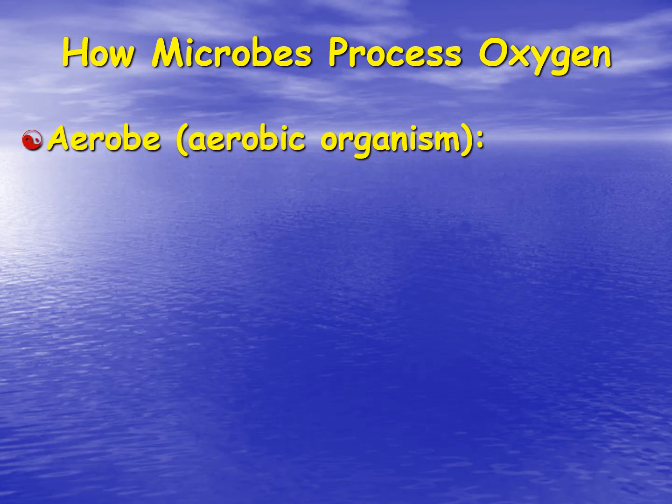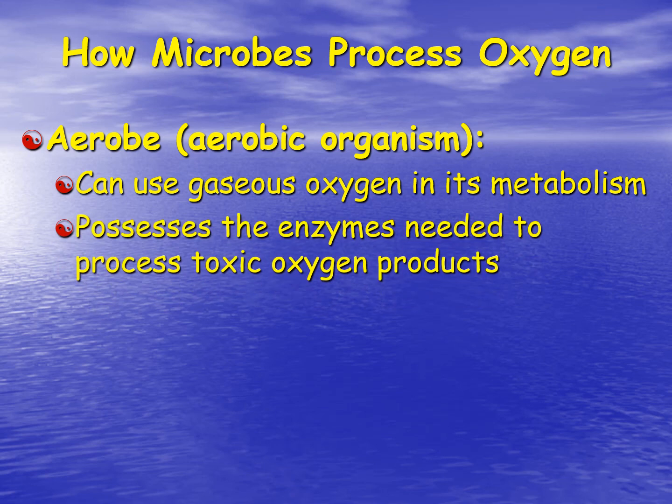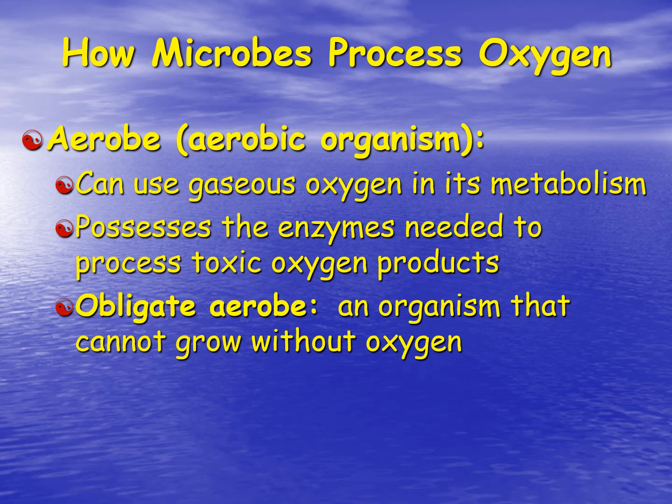So, how do microbes process oxygen? Well, if an organism is an aerobic organism, that means it can use gaseous oxygen and in fact usually has to have gaseous oxygen in its metabolism. It possesses the enzymes needed to process toxic oxygen products that are produced. And so an obligate aerobe is any organism that cannot grow without oxygen being present.